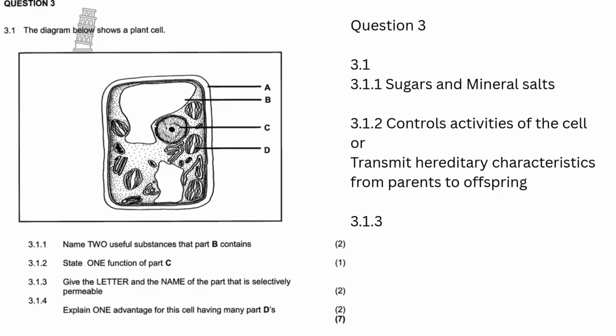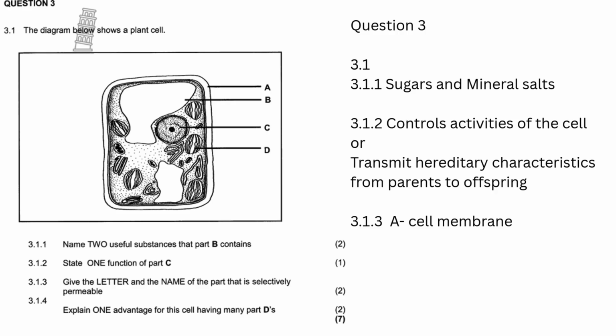Okay, question 3.1.3. Give the letter and name of the part that is selectively permeable, for 2 marks. The answer is A, cell membrane. Why is that? This is a common exam trick. Look at part A. It's the thin line just inside the thick cell wall. This is the cell membrane.